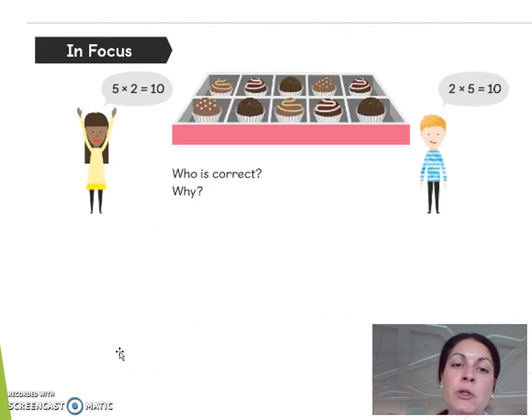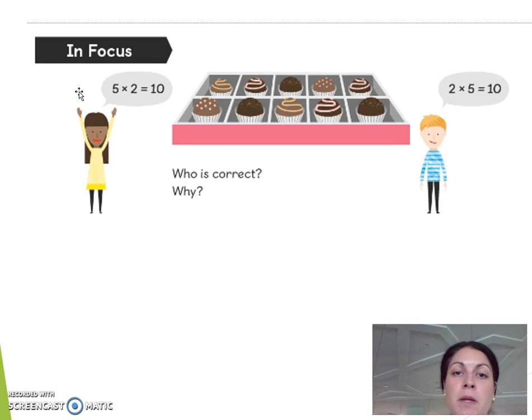Next one is who is correct. So we have to see, is 5 multiplied by 2 equals 10 and 2 multiplied by 5 equals 10. Are they both correct? And the answer would be yes, because they are both the same. 5 multiplied by 2 is the exact same as 2 multiplied by 5. They both have the same numbers.